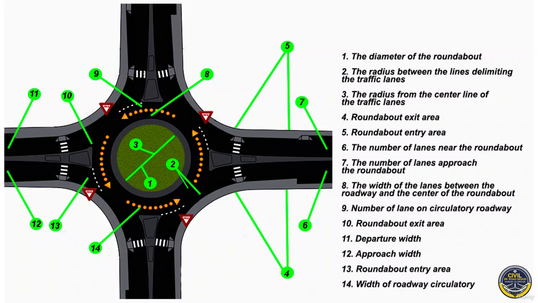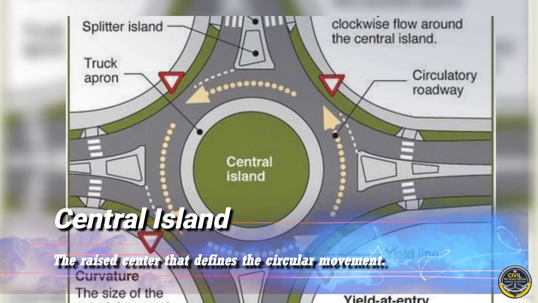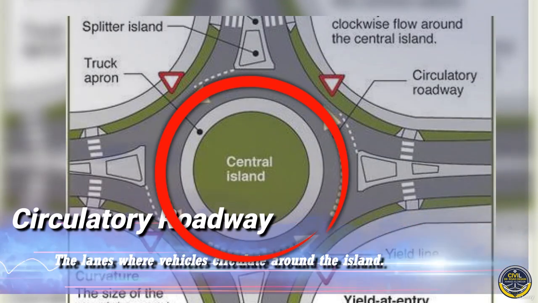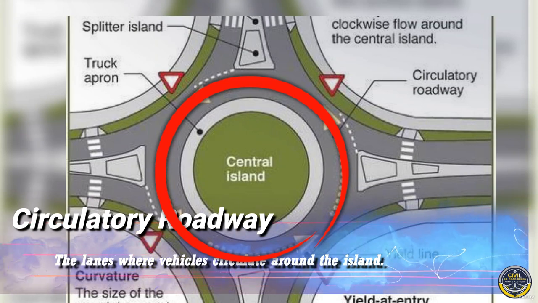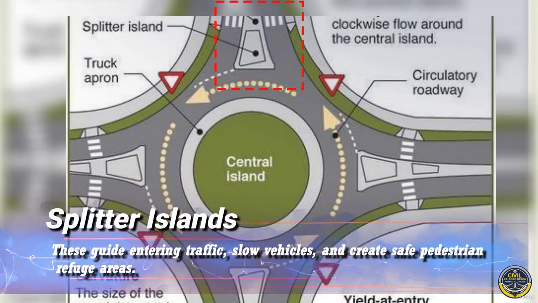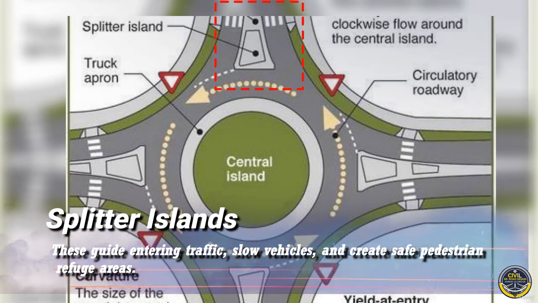Key components of a roundabout. Every roundabout, big or small, shares the same core elements. First, the central island, the raised center that defines the circular movement. Circulatory roadway, the lanes where vehicles circulate around the island. Splitter islands, these guide entering traffic, slow vehicles, and create safe pedestrian refuge areas.